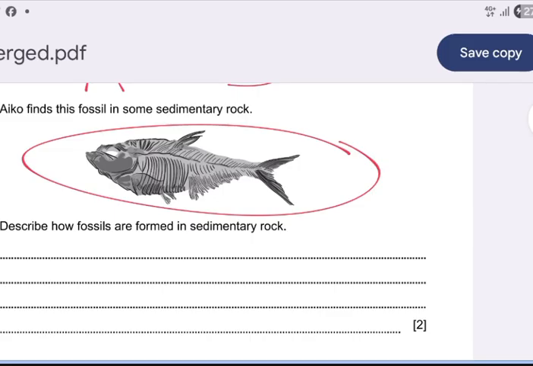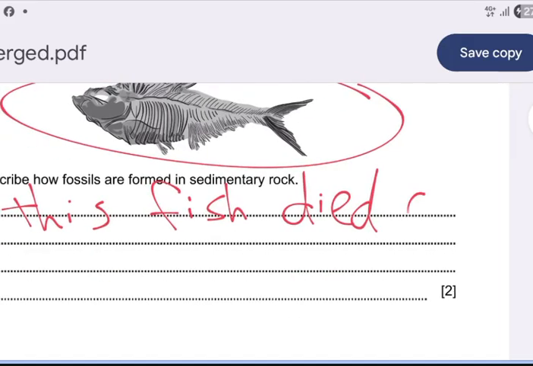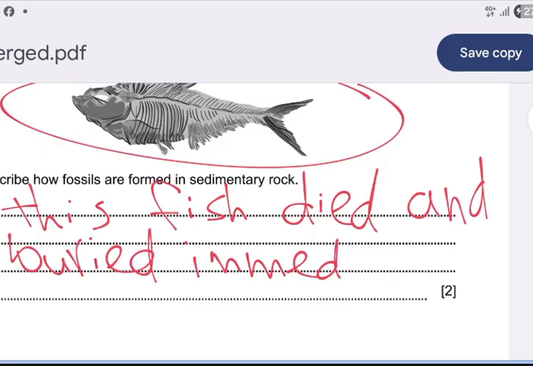First, sedimentary rock forms when water and wind carry sediments and layers of sediments build up over each other. Yes, but before we said the layers covered this fish, of course we'll start to discuss that this fish already died and was buried immediately, right? So this fish died, okay? Maybe another animal will eat it. Maybe it will start to decay. But when it died, it was buried immediately. That's why it doesn't change.